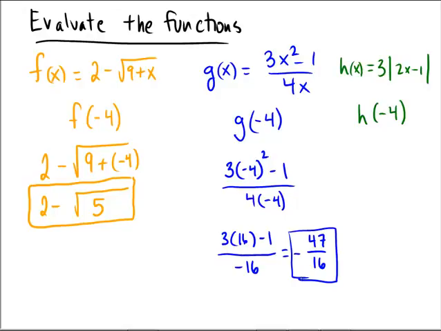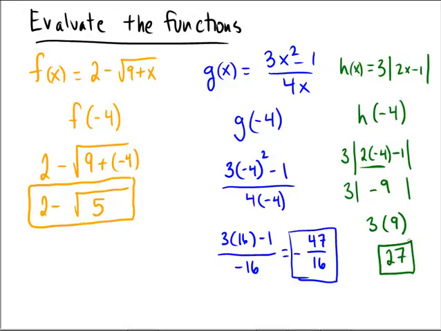Now for the last function, absolute value, we have h of x equals 3 times the absolute value of 2x minus 1. Let's find h of negative 4. That would be equal to 3 times the absolute value of 2 times negative 4 minus 1. 2 times negative 4 would be negative 8. Negative 8 minus 1 is negative 9. Of course, the absolute value of negative 9 would be positive 9, and 3 times 9 is 27. So the final answer for this one is 27.